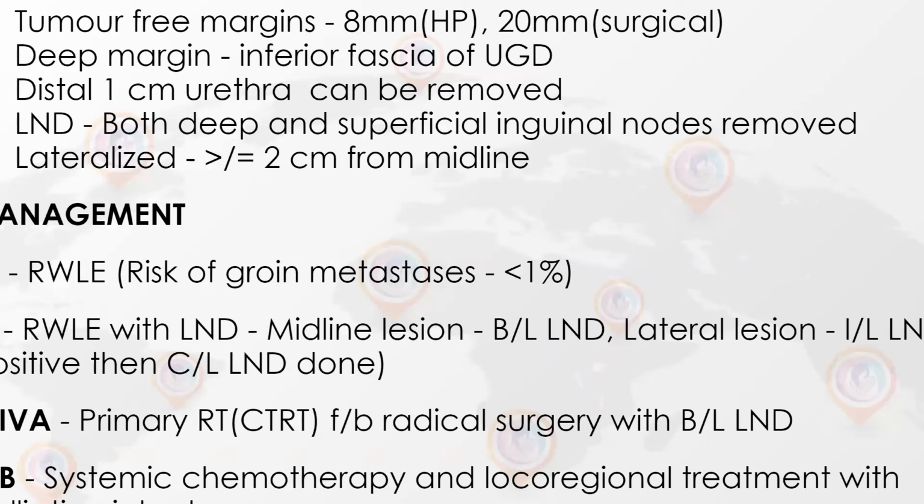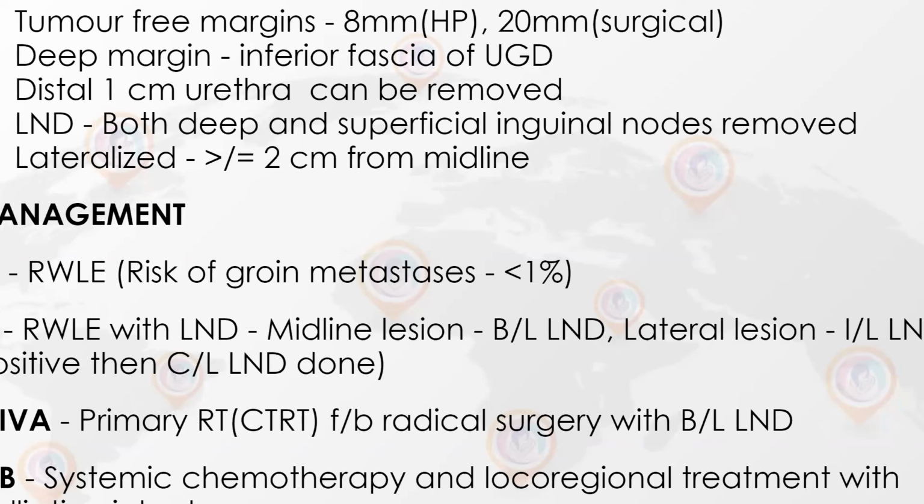Okay. Now, coming to carcinoma vulva, you have to remember that usually we go for a surgery in the form of a radical vulvectomy or a radical wide local excision. The tumor-free margin should be 8 millimeter in the histopathology and 2 centimeter in the surgical margin. The deep margin is usually the inferior fascia of the urogenital diaphragm. The distal 1 centimeter of the urethra can be removed without causing any urinary incontinence, and both the deep as well as the superficial inguinal nodes should be removed. And the definition of lateralized lesion is in case it is more than or equal to 2 centimeter from the midline.